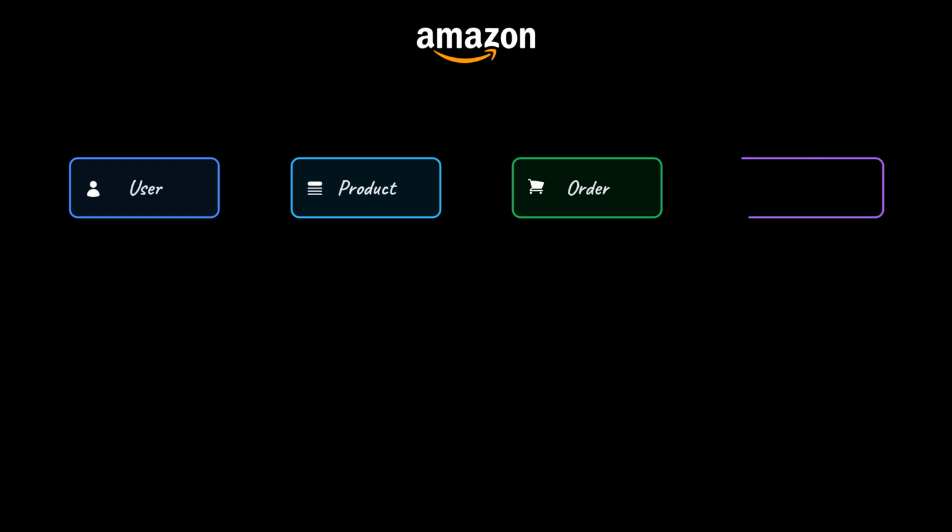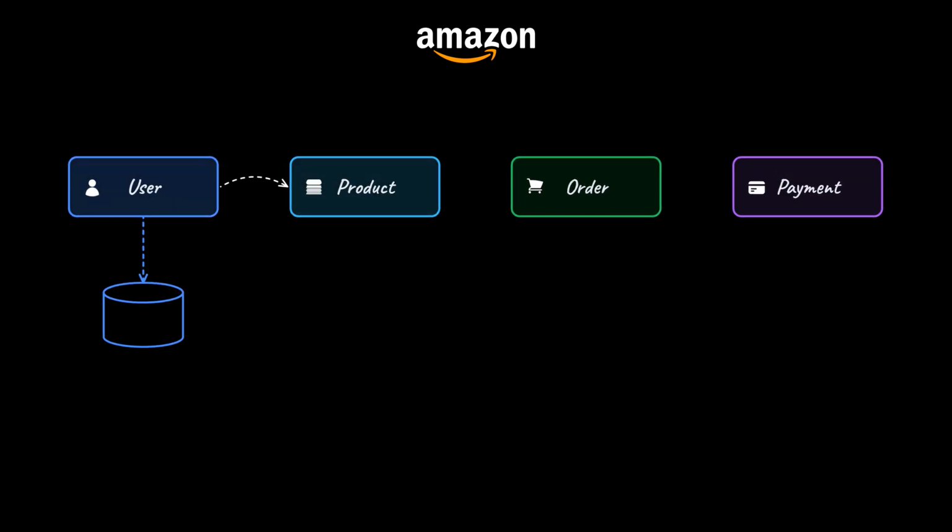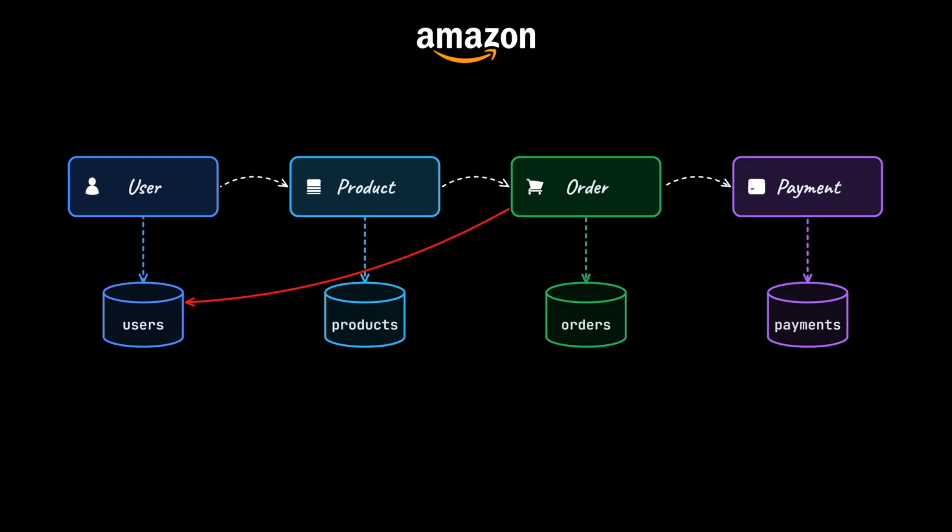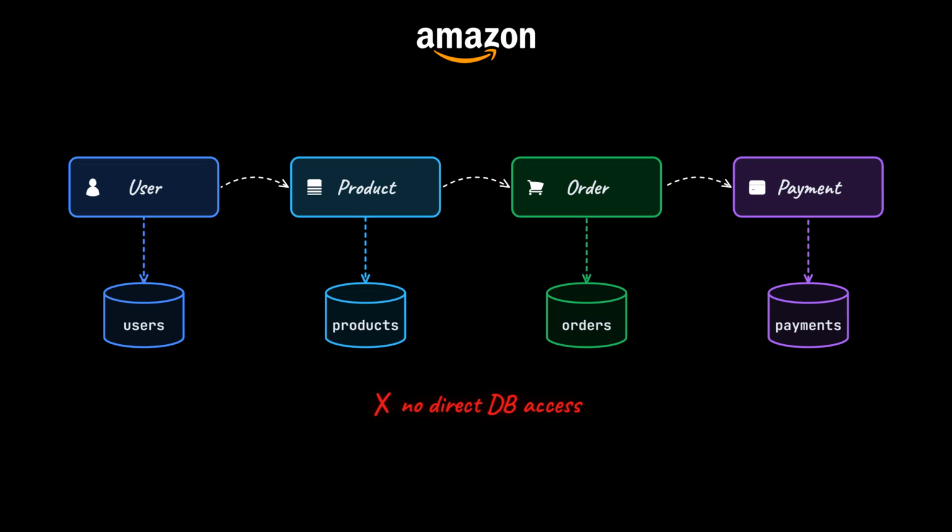Let us connect all of this to a system that you use every single day: Amazon. The user service manages the profiles. The product service owns the catalog. The order service handles the orders. The payment service runs the transactions. And every single one of them owns its own database. They never touch each other's data directly. They communicate only through APIs and events. Exactly the rules which we just discussed.